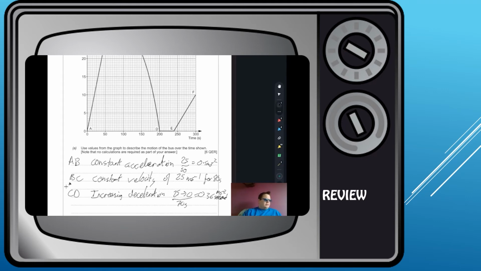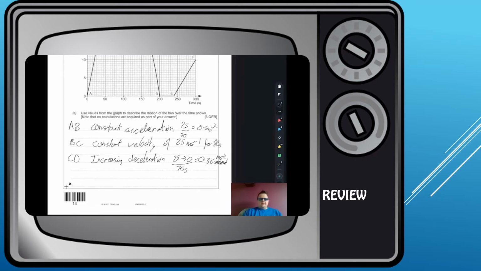Okay, and then we've got D to E. That would be our average value, better put that in there. That's the average. Make a note of that. D to E was stationary. And again, put the time in for 40 seconds. And then from E to F, we've got constant acceleration.